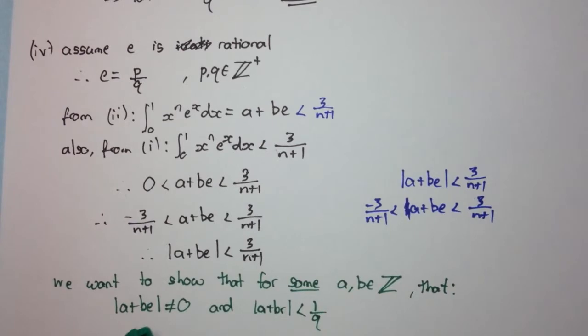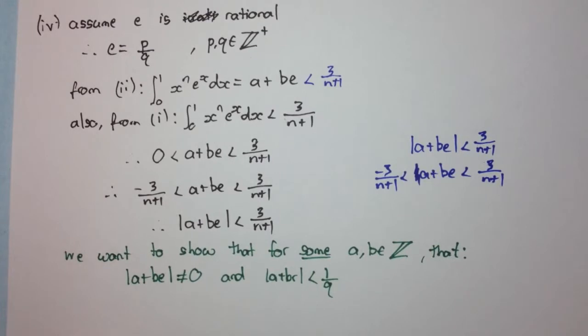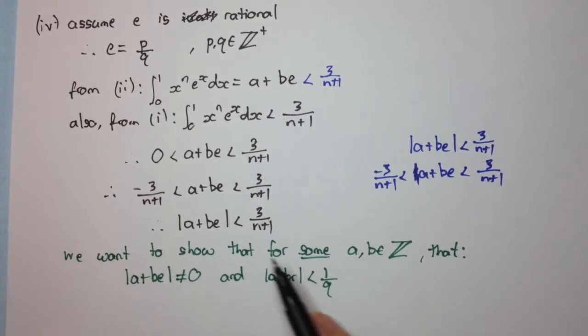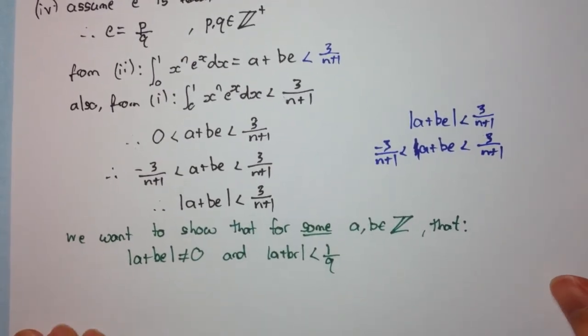Now, how are we going to do this? Well, let's have a look at this case right here. This less than 1 over q. How are we going to get this less than 1 over q involved in this absolute value thing here? Well, this is where it sort of gets a bit non-trivial.